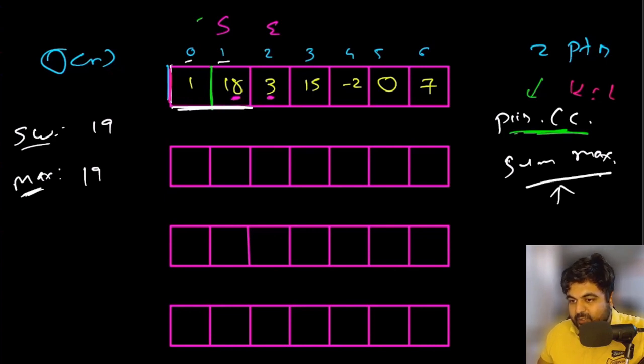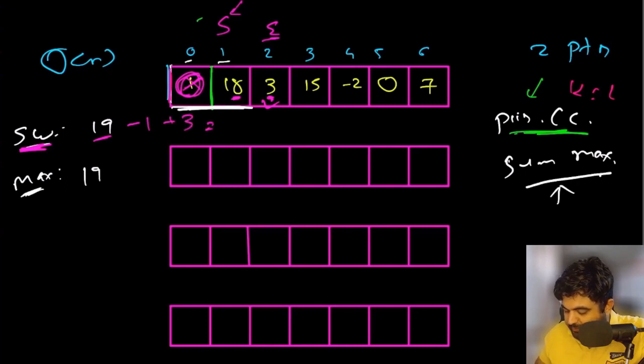What we can simply do is take the previous sliding window that we have calculated, get rid of this element and add this element. From our existing sliding window sum of 19, we can get rid of value number 1, the previous starting value, and add the new ending value, so plus 3. And if we do this, we will basically get our window sum to be 21.